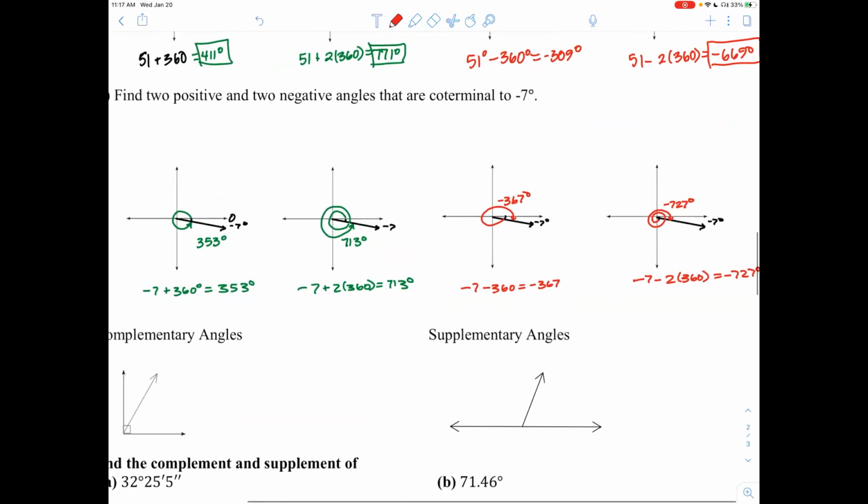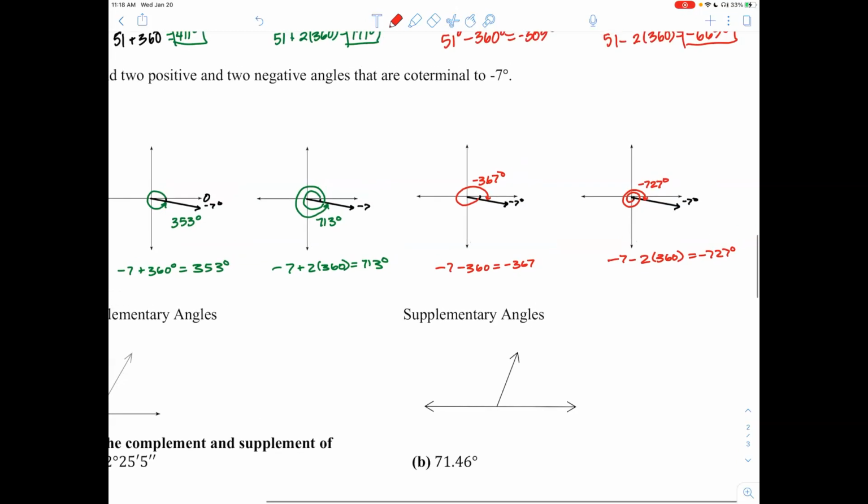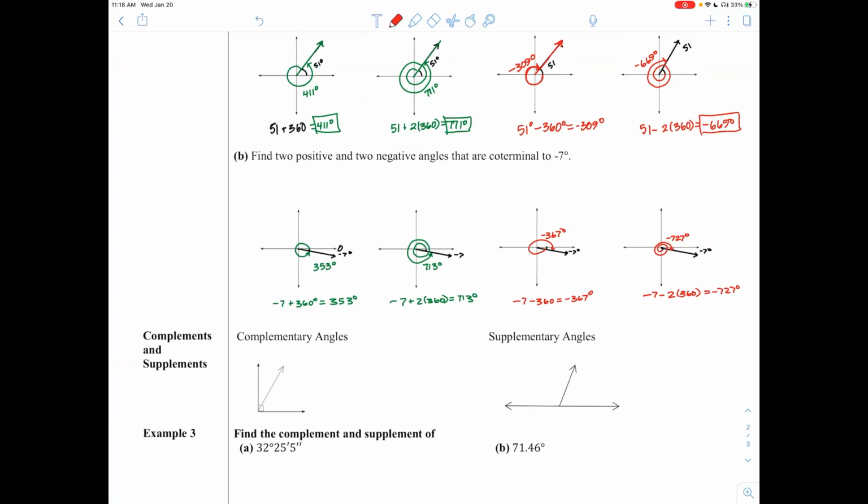Okay, so hopefully you gave that a go and you found the other three coterminal angles that were closest to negative 7. Another positive coterminal angle would be 713 degrees. Two negatives that are very close to negative 7: negative coterminal angles would be negative 637 degrees and negative 727 degrees. All right, so that's how you find positive and negative coterminal angles.